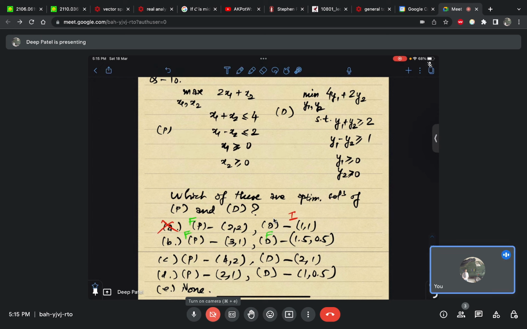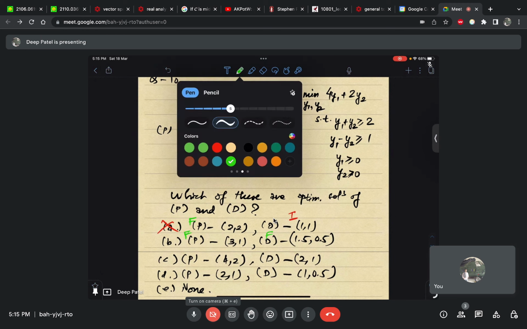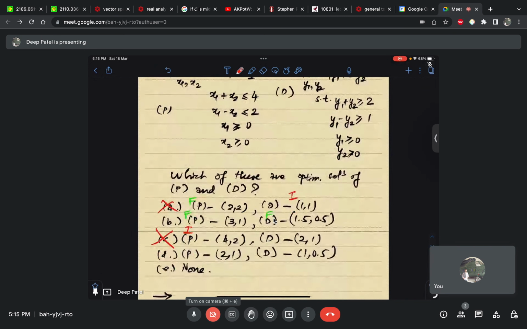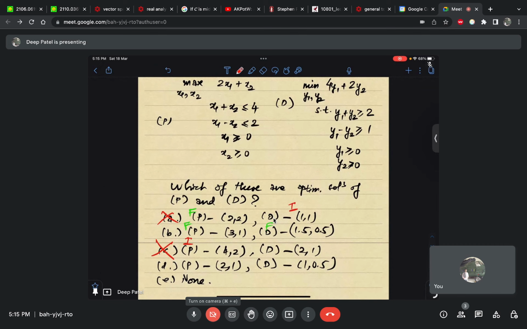Then 4 comma 2. Oh, 4 plus 2 will not be less than 4, right? So this is not feasible. So it doesn't matter what the other thing is, but the dual is feasible, correct. And D: the primal is feasible, but the dual is not.